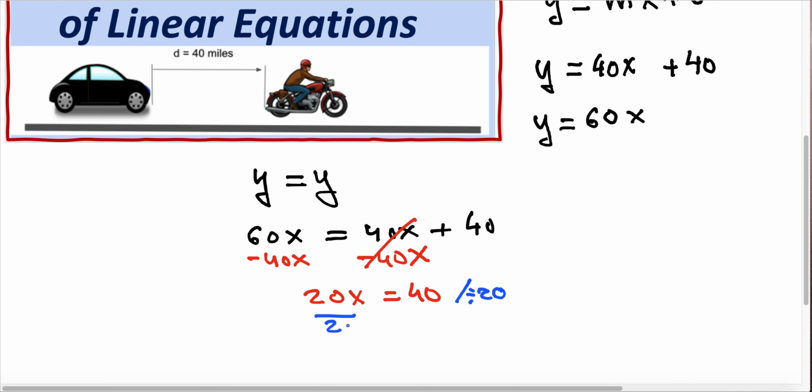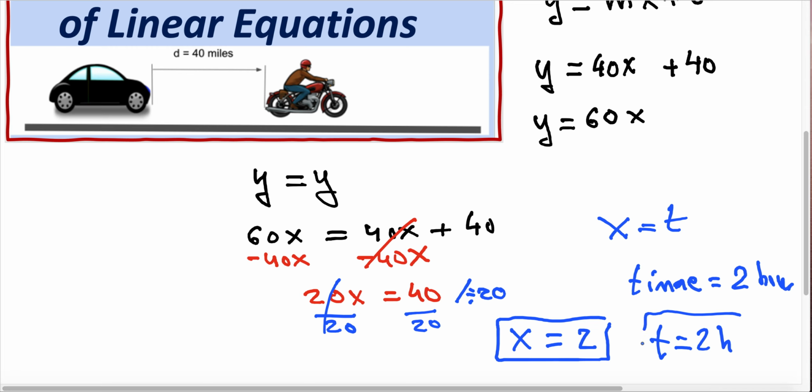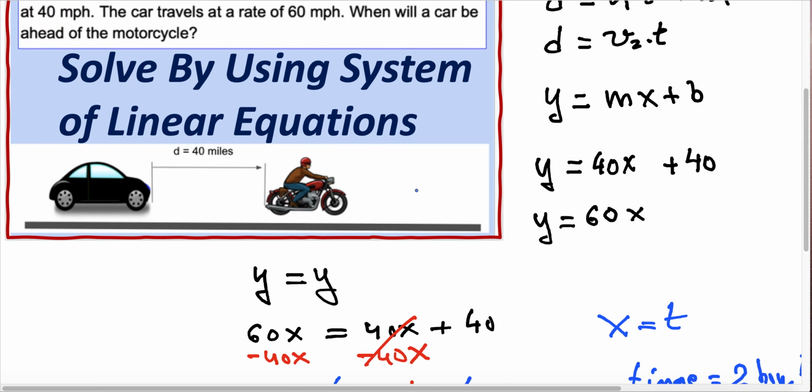If we divide everything by 20 on both sides, 20 with 20 simplifies, and x is equal to 40 divided by 20, which is 2. So x is equal to 2. In other words, x is time, t. It means that time is going to be equal to 2 hours. So the car is going to reach the motorcycle at 2 hours. Every time after 2 hours, the car is going to be ahead of the motorcycle.